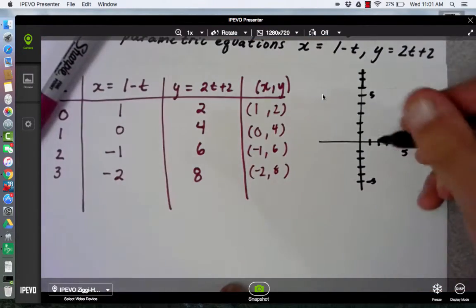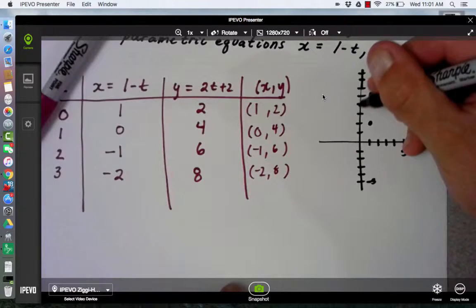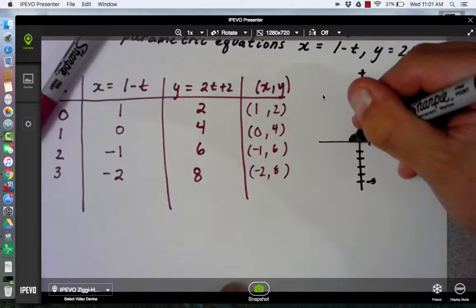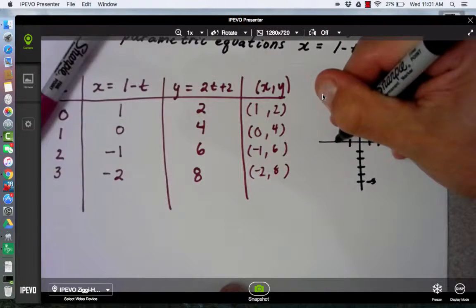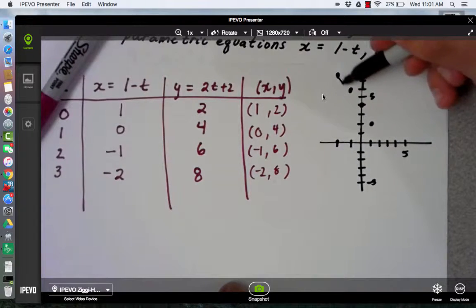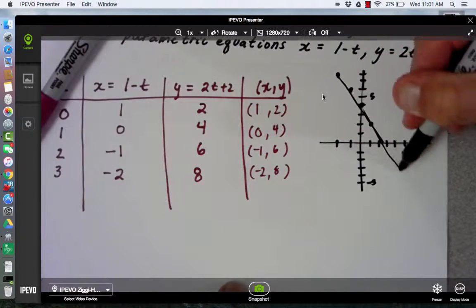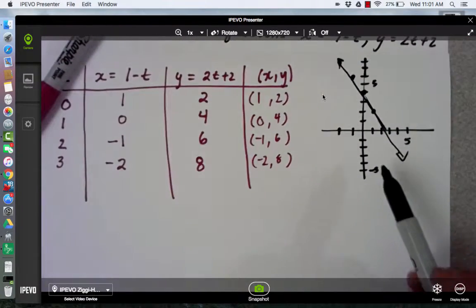That might help. So you have 1, 2, 0, 4, negative 1, 6, and negative 2, 8. So up top here. It's a pretty straight line that should actually go through 2, I think. So there's a general description of this line.